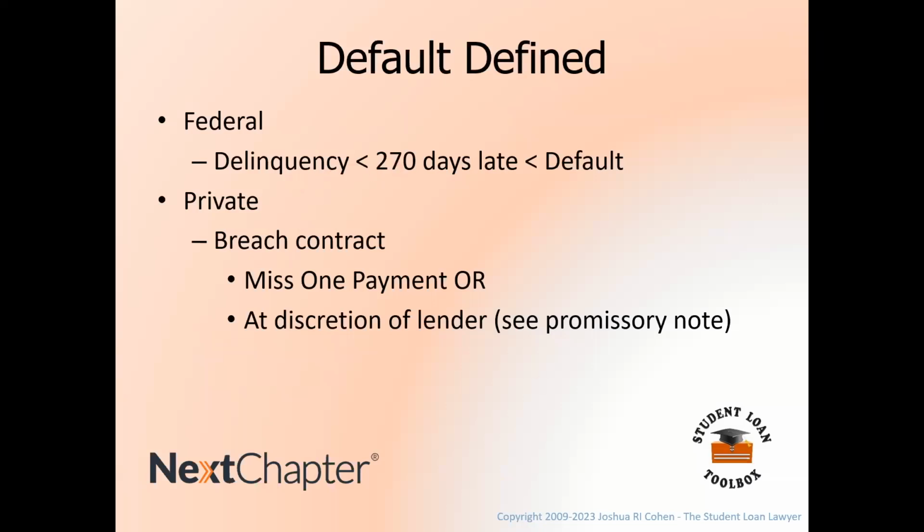Bankruptcy is not a trigger for default. Federal loans don't default because you filed bankruptcy. And I'm noticing now more than ever, even private loans, they're not triggering default because of bankruptcy.